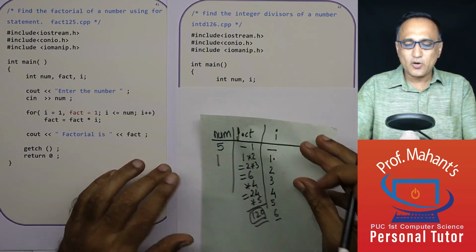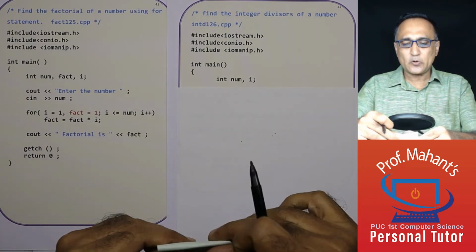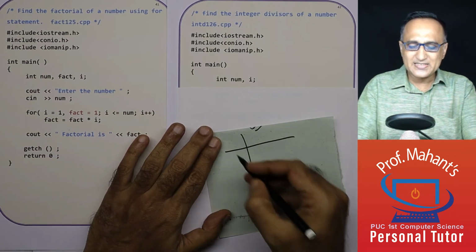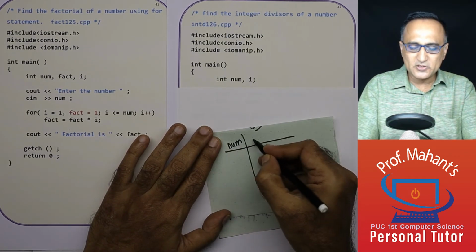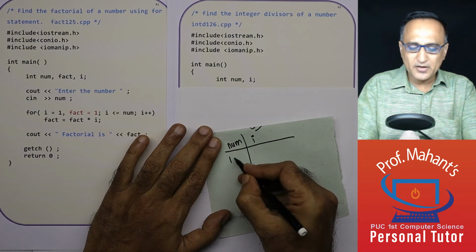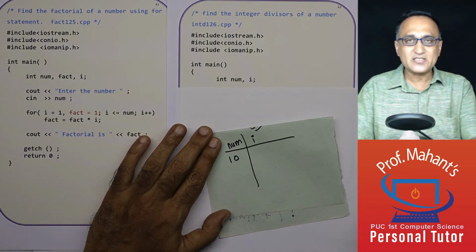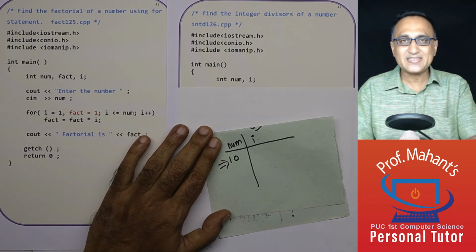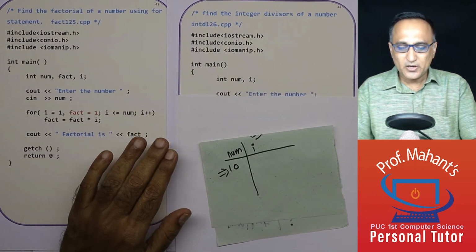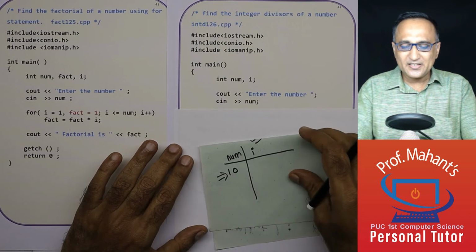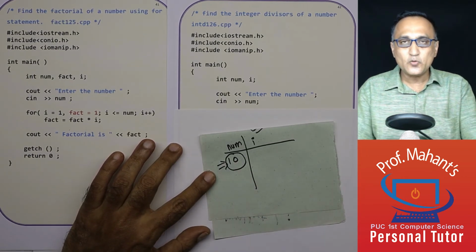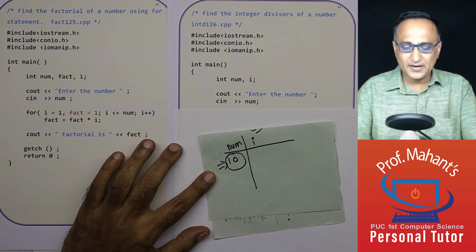So let's first go about trying to understand this particular problem. The first variable I have is a variable called num. What is the purpose of this variable? Whatever number I am going to enter, whose divisors have to be found, is read into the memory location called num. Now I am asking the user to enter the value of num. The user has entered 10 as the number whose divisors or factors greater than 1 he is interested in finding.